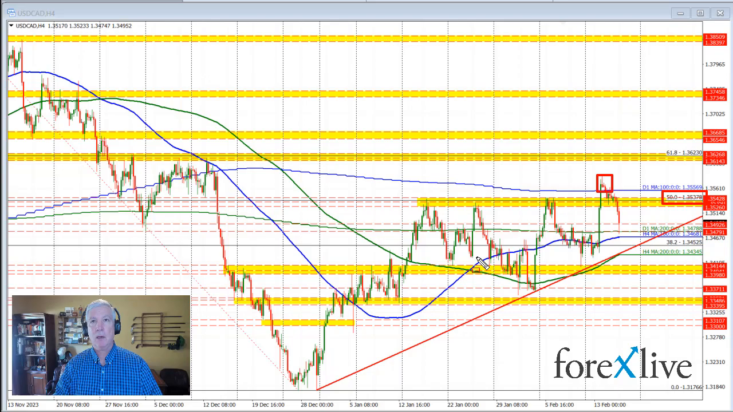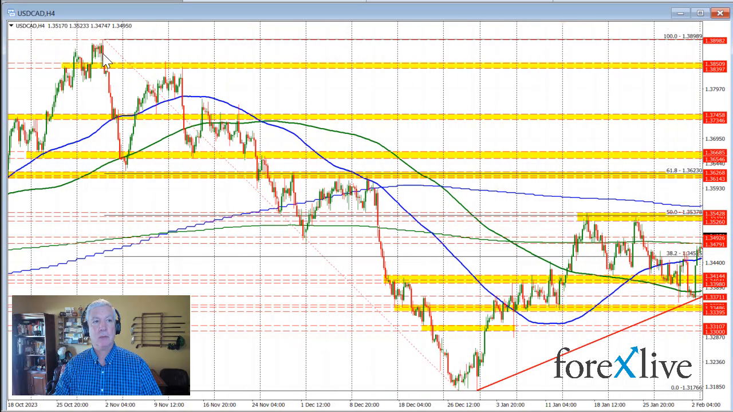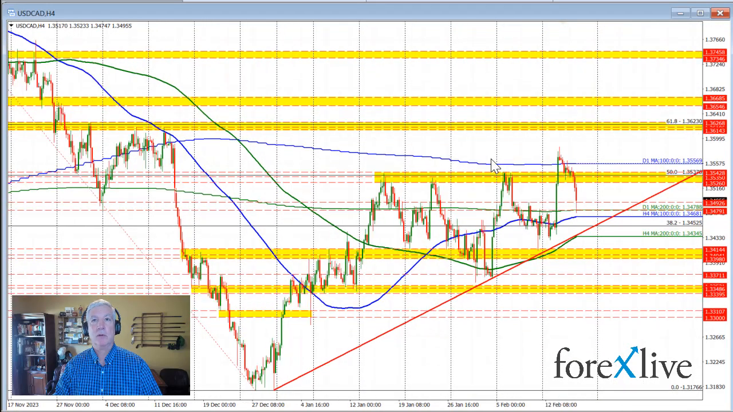We also failed to hold above the 50% retracement of the move down from this high right here, going back to, I guess, the end of October. Actually early November 1st, to the low price that we saw in December. That 50% comes in at 1.3537. So all those things were broken back to the downside after breaking above it on Tuesday, and that turned the buyers into sellers.